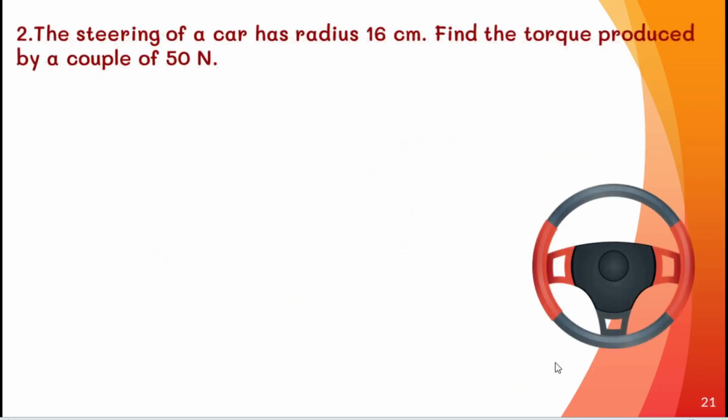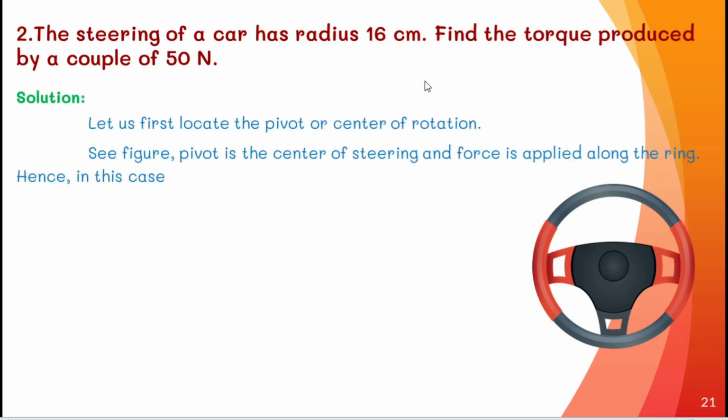Second numerical problem. The steering of a car has radius 16 centimeter. Find the torque produced by a couple of 50 Newton. You can see this is the steering. This is the center point, the pivot point. They have given the radius as 16 centimeter. That means distance; radius here we are taking as the distance. So we have to write the solution. See the figure: the pivot is the center of the steering and the force is applied along the ring. Hence in this case, distance is equal to radius.